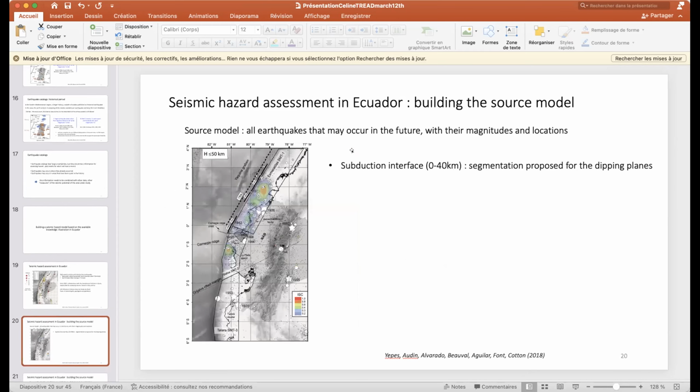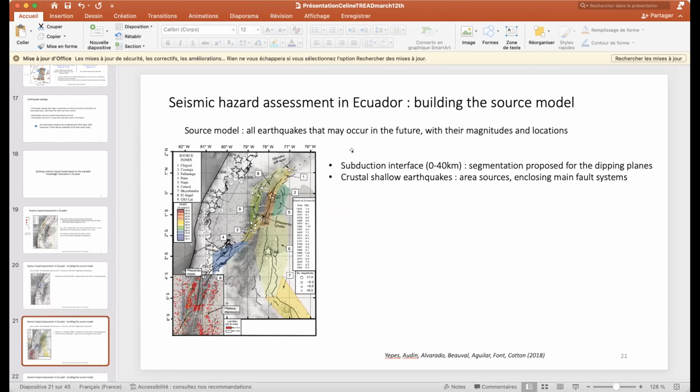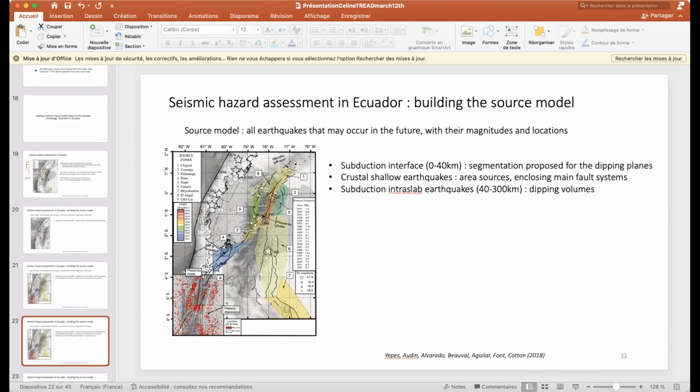The first step to evaluate hazard is to build a source model that describes all earthquakes that may occur in the future. We proposed a segmentation for the subduction interface based on the ruptures of past megathrust earthquakes, as well as on available interseismic coupling maps. To account for shallow seismicity, we worked with areas enclosing the main fault systems that have been defined. Intraslab seismicity was also accounted for. At that time, we used dipping volumes because of the large uncertainties on the depth of the earthquakes, as well as the uncertainty on where exactly the slab is located.